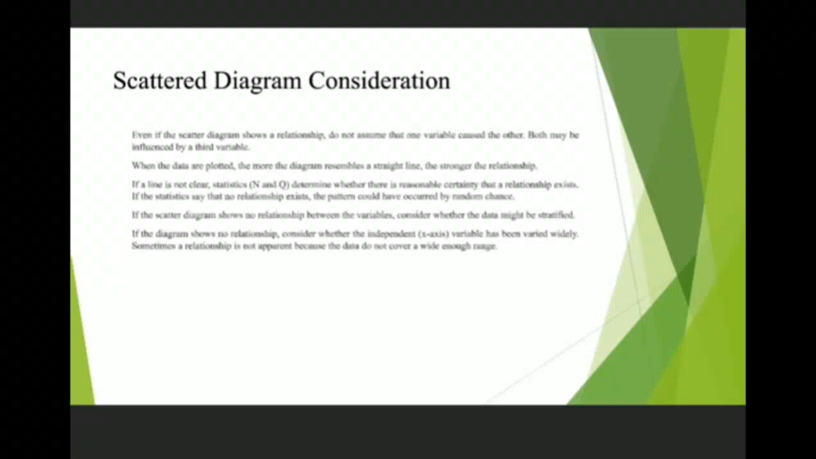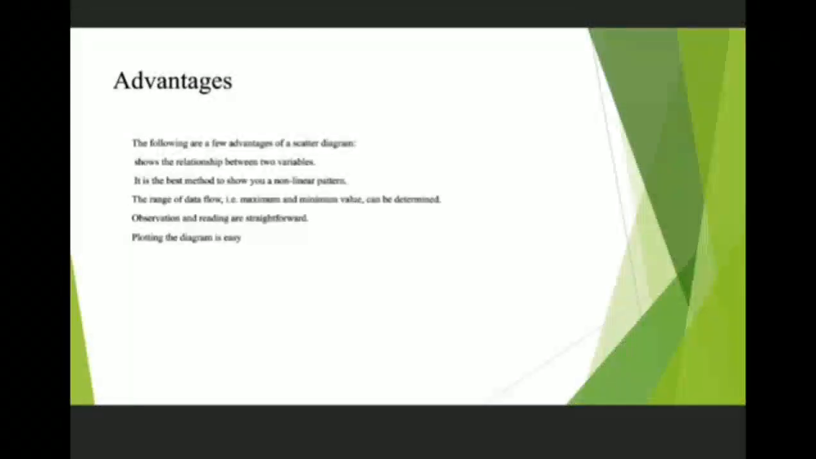If the diagram shows no relationship, consider whether the independent x-axis variable has been varied widely. Sometimes a relationship is not apparent because the data do not cover a wide enough range. If the scatter diagram shows no relationship between the variables, consider whether the data might be stratified.